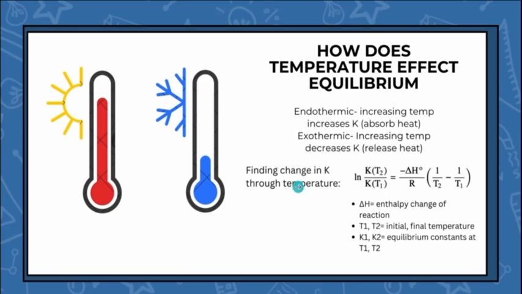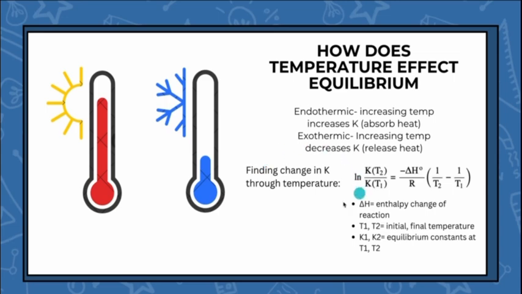How does temperature affect equilibrium? Temperature affects equilibrium by shifting it to the products or to the reactants. Reactions that absorb heat, being endothermic, the increasing of temperature will shift equilibrium towards the products. The opposite will happen for exothermic reactions, where the increasing of temperature will shift the equilibrium toward the reactants.